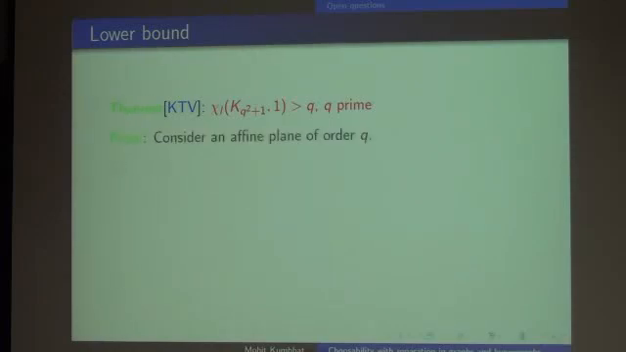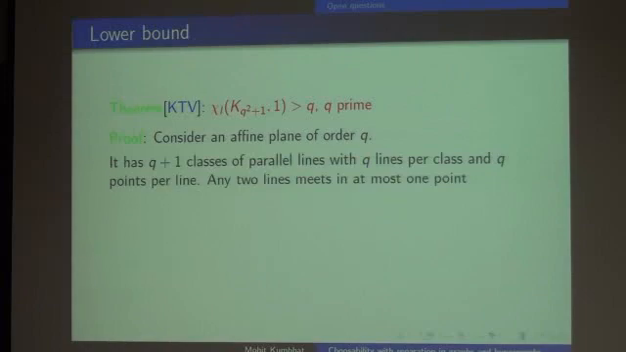They consider the affine plane of order Q, and it has Q plus 1 classes of parallel lines. So it has Q squared plus Q lines, and Q plus 1 parallel classes, and Q lines per class, Q points per line, the usual. And that's the thing, any 2 lines meet in at most 1 point. That's a property of these affine planes and the projective planes and all.